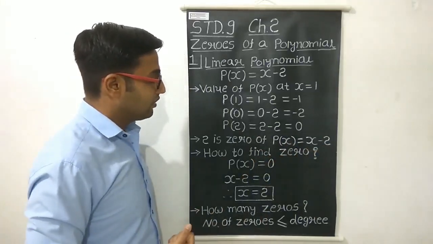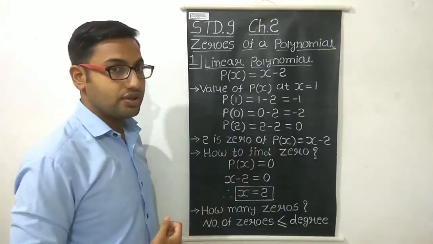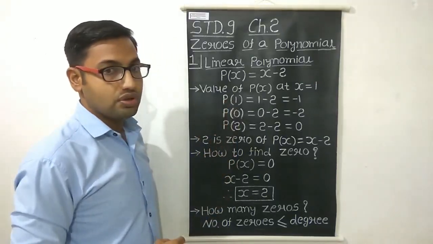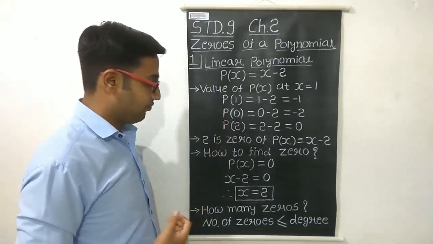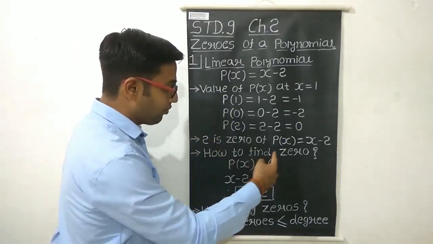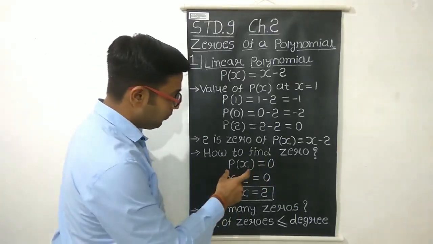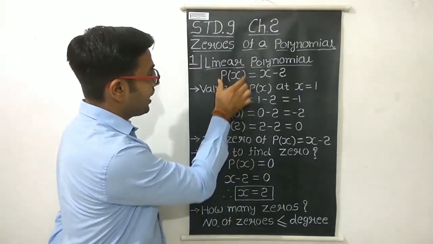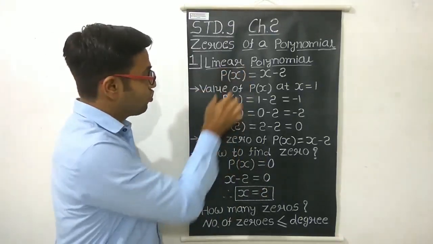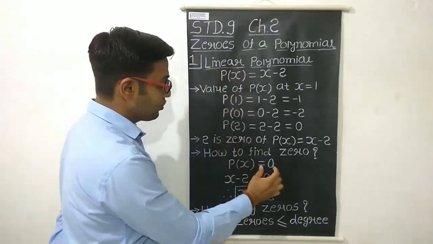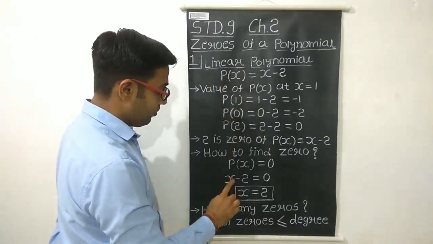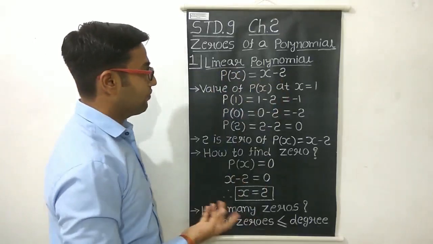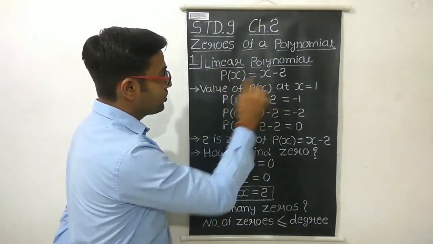So you may wonder how to find this zero. Do we have to check every time by putting in different values? No. We have a method. To find the zero of the polynomial, we have to take p of x is equal to 0. That means on this side we have to put 0. So what will happen if we put p of x is equal to 0? This becomes 0, and p of x is x minus 2. So what we do, we have to take p of x is equal to 0.